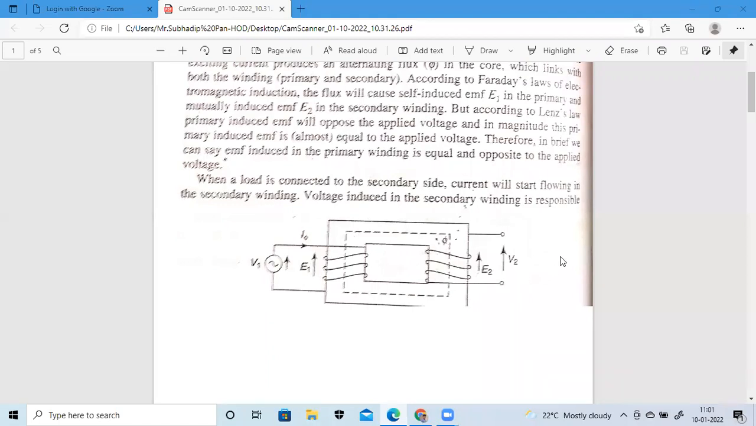Okay, and similarly, we can find out for the secondary coil also. So if this current is coming, similarly you find out the EMF induced value in the secondary coil in RMS value.